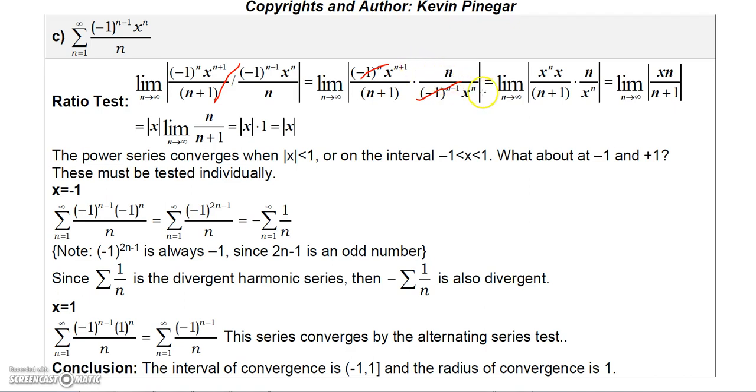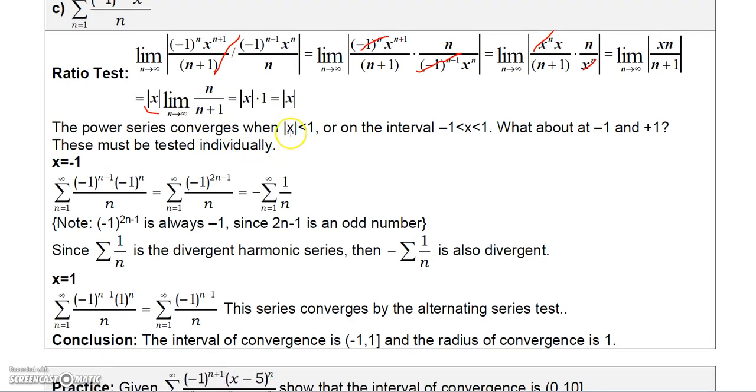And then we can write x^(n+1) as x^n times x. So we can cancel the x^n's. And so here we just have x times n over n+1. If you factor the absolute value of x out and then take the limit of n over n+1, that limit is 1. And so the absolute value of x times 1 would be the absolute value of x. And so the power series converges when the absolute value of x is less than 1, which would be from -1 to 1. And then we have to test at the endpoints.